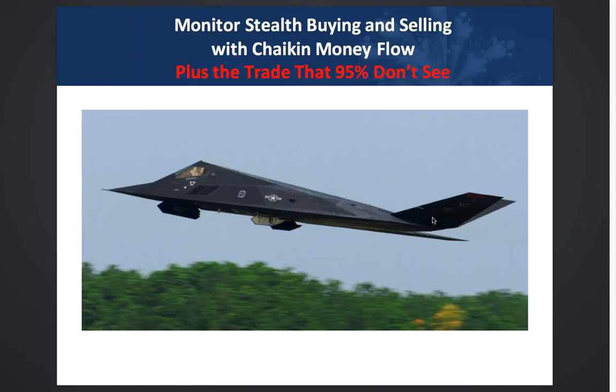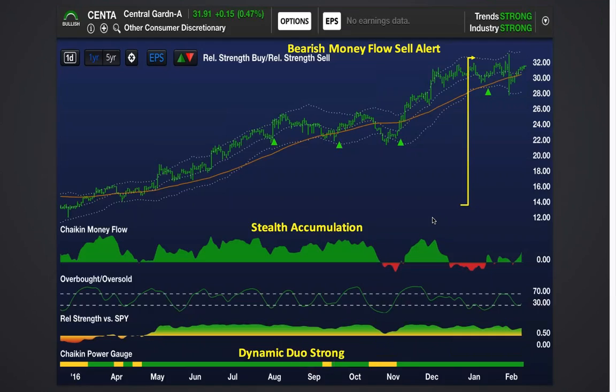have you take away from this webinar is what we call monitoring stealth buying and selling with Chaikin money flow. We've already seen some examples of it, and then we're going to zero in on that trade that 95% of traders never see. So here's a stock, Senta Garden and Pet, that's had a big run. It's gone from 14 to 32.